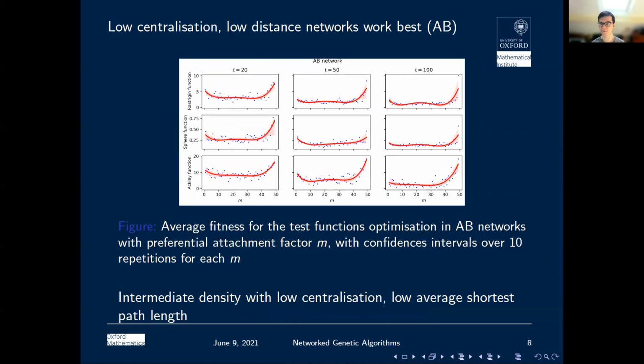Replicating the same analysis for the scale-free Albert-Barabási networks, here the results are much clearer, and we can basically see that there is an optimal preferential attachment strength. If it is too low, that is, if you don't have any hubs really in the network, fitness is rather high, so we're not really very happy. And if the network becomes extremely centralized, the fitness is extremely high as well. So we are definitely not happy with these structures.